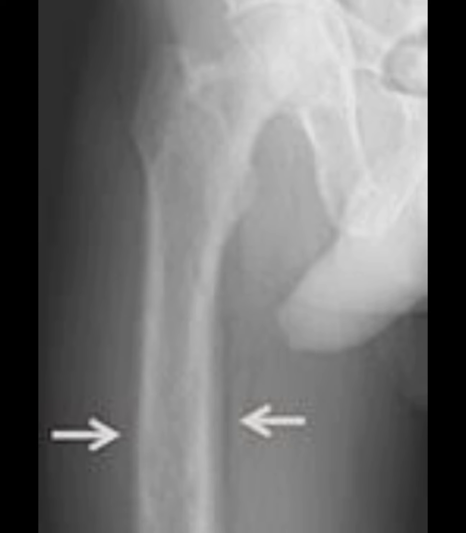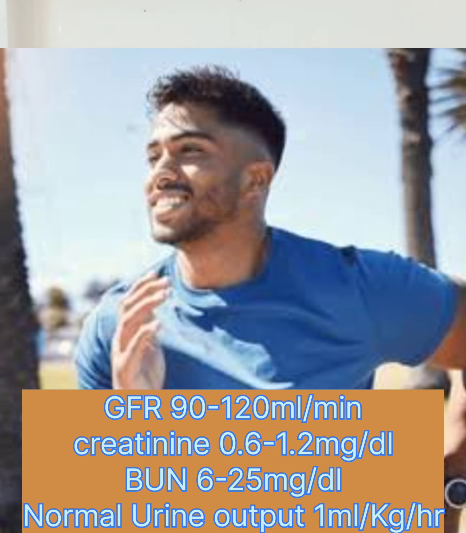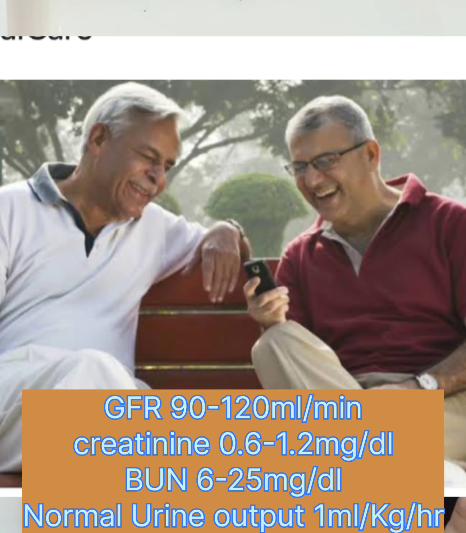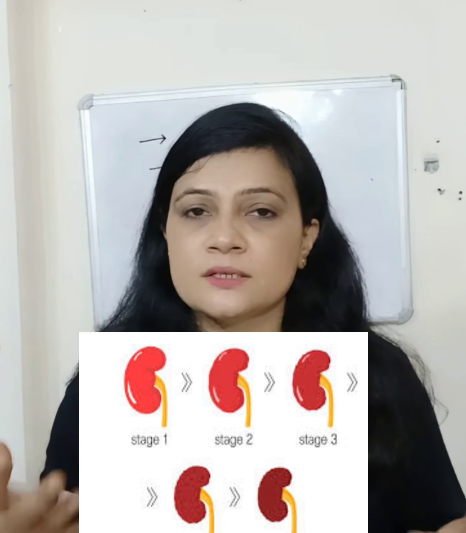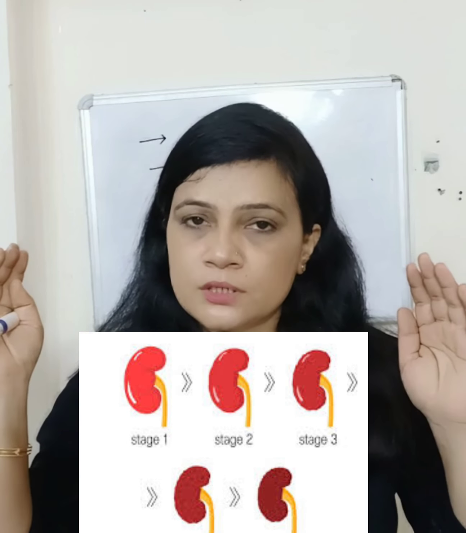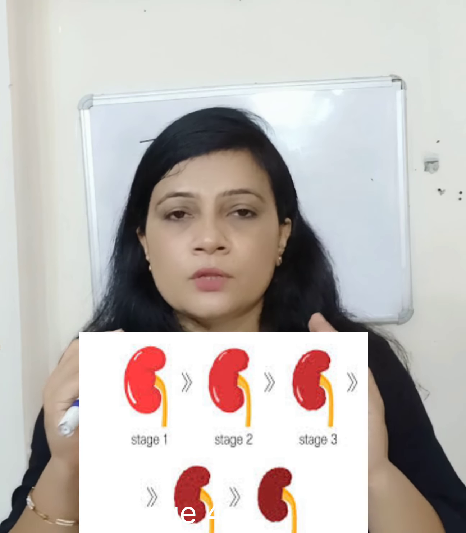Now the normal GFR, glomerular filtration rate, is 90 to 120 ml per minute in a healthy patient. And creatinine is 0.6 to 1.2 mg per dl, and BUN, blood urea nitrogen, is 7 to 20 mg per dl. Now chronic kidney disease has 5 stages. In stage 5, when GFR is less than 15, it leads to ESRD. It is also called end stage renal disease, when there is a decrease in the GFR to 15 or less than 15, right? And there's low urine output.